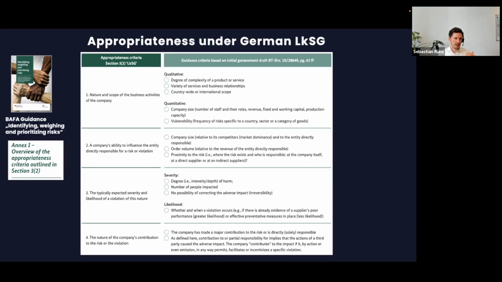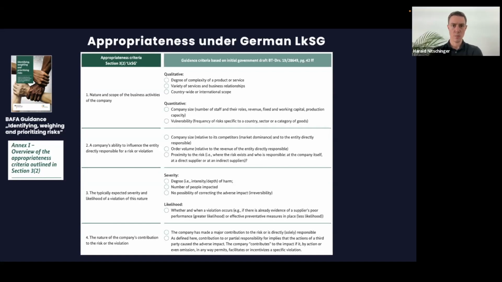So the legislator basically requires companies to do this in the background, weighing the appropriateness criteria, and then decide based on the weighing and prioritization which measures to take.